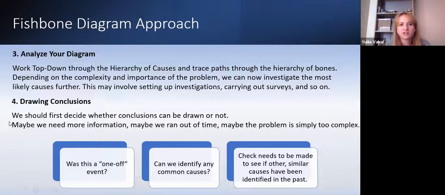So yeah, analyze your diagram. Once you have this fishbone diagram, you should work from the top down through the hierarchy of causes and trace different paths. Depending on the complexity and importance of the problem, we then need to investigate the most likely causes further. At this stage, it could involve setting up new investigations, carrying out surveys, and so on.